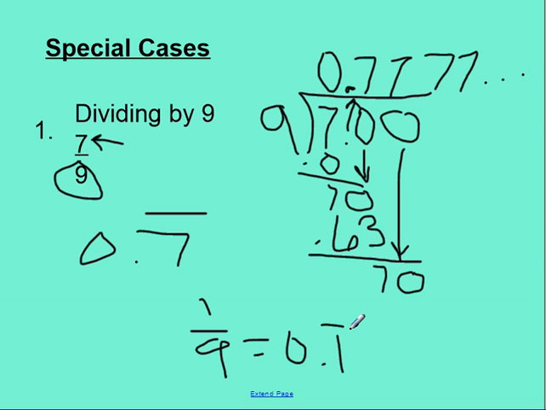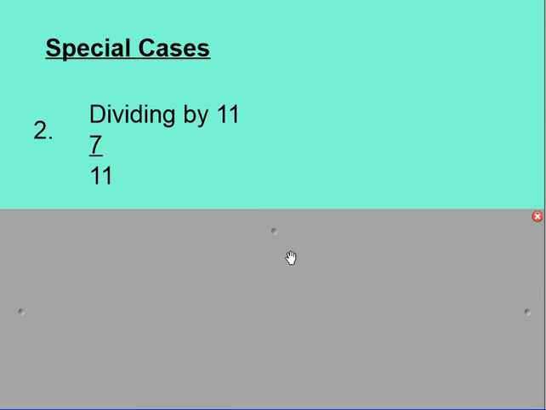0.1 repeating. Okay, so dividing by 9, you just take the numerator and you repeat it. That's all. There's another cool pattern I have, and that is when you divide by 11. I want you to try and divide by 11.